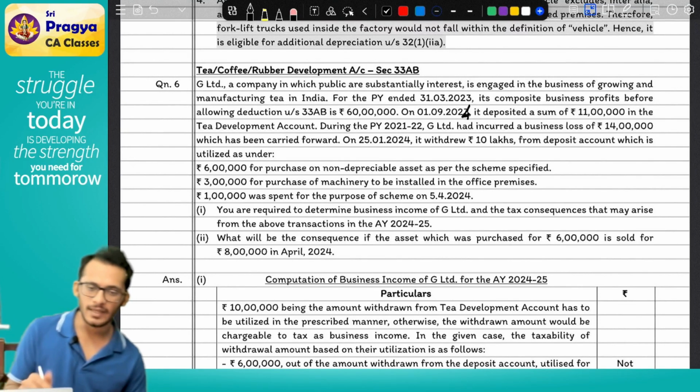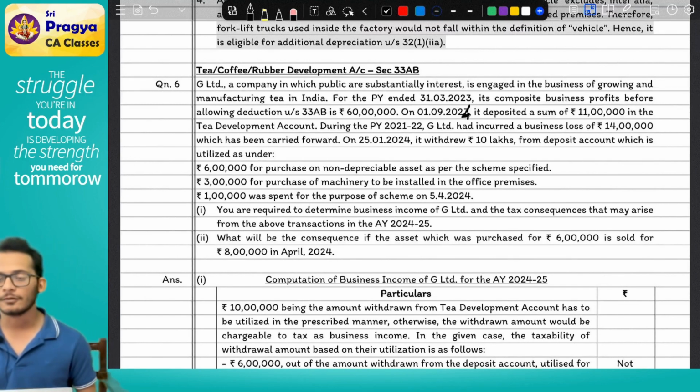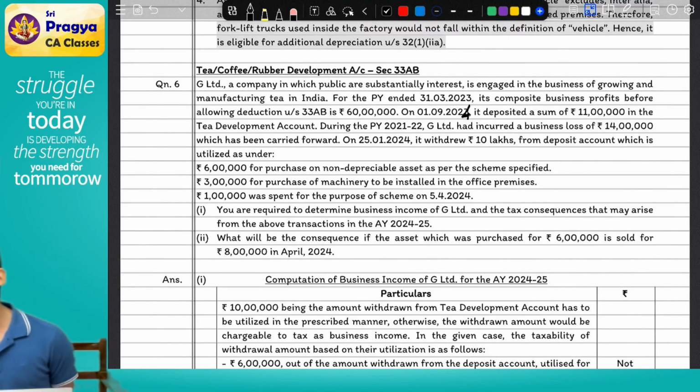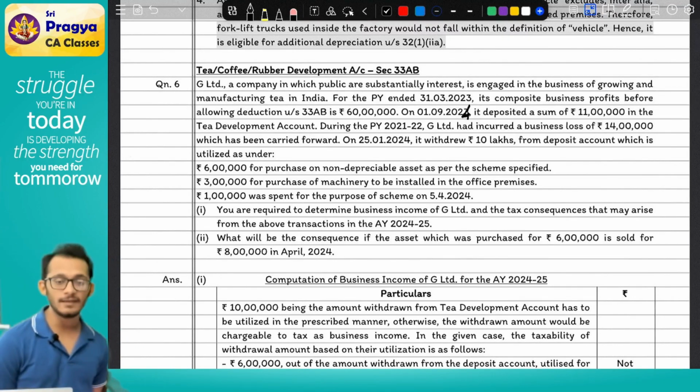It is 1st September 24. Within 1st September 24, you have deposited the money of 11 lakhs. Can you claim the whole 11 lakhs, Rahul?